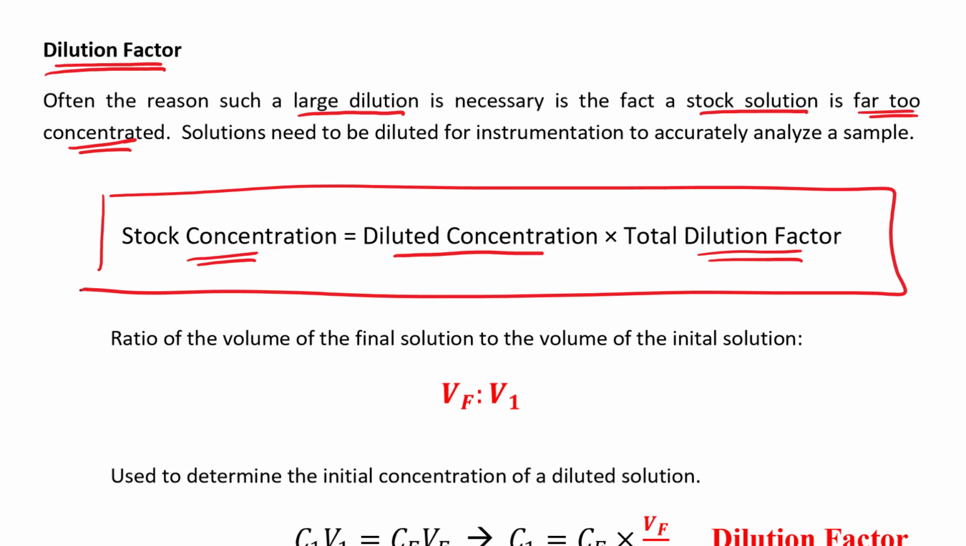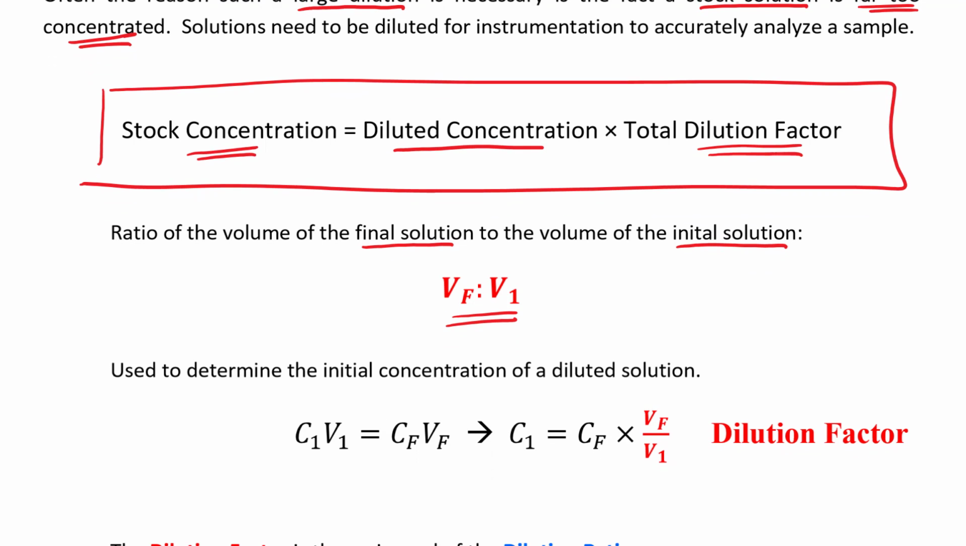The dilution ratio was comparing the initial volume to the final volume. My dilution factor is the reciprocal of that. I'm comparing your final volume to your initial volume, right here. Again, we can use our C1V1 equals CFVF to rearrange. And here we get our dilution factor. So notice it is just the reciprocal of my dilution ratio. If my dilution ratio is 1 in 1 million, then my dilution factor is 1 million over 1.